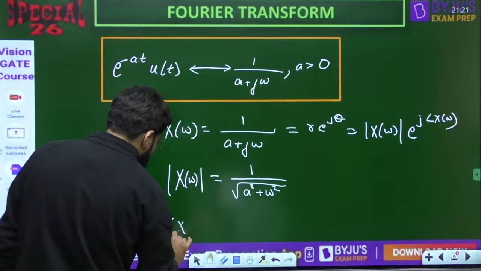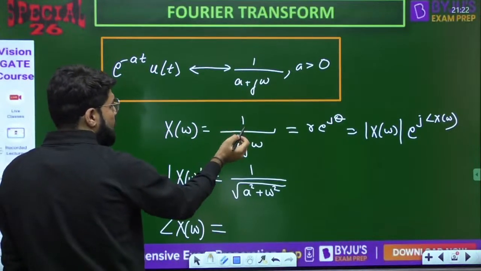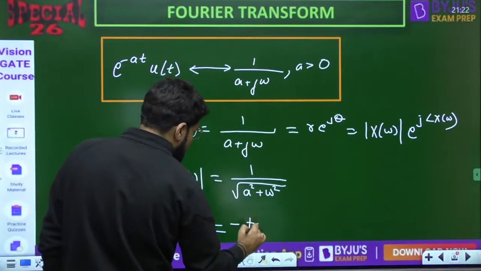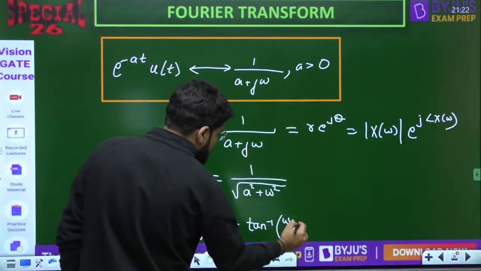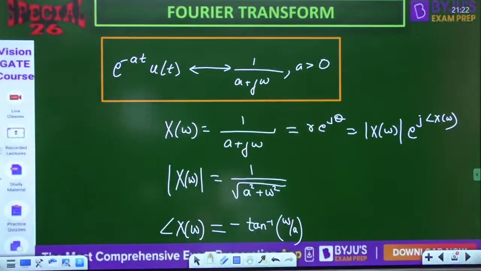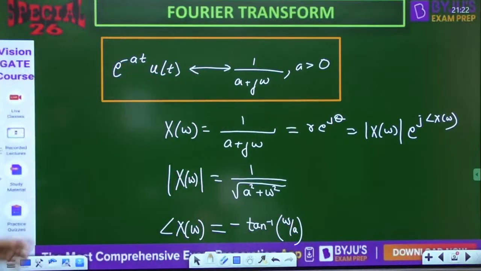What is angle x omega? What is the phase part? Numerator is 1, a positive real number, phase 0. For the denominator we write down minus, so a plus j omega, and the phase is tan inverse omega by a. Tan inverse omega by a.